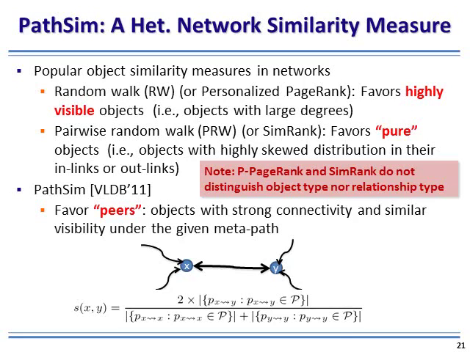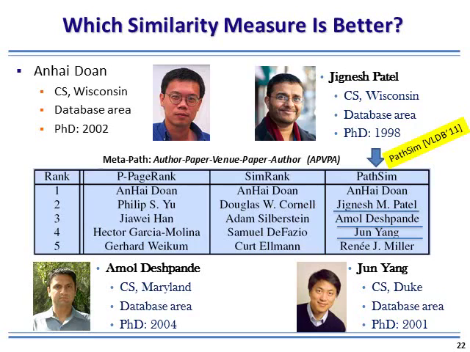Just to give you one example, we took AnHai Doan. Why did I take him? Just because he's much younger than me, and he's known but not very well known. He got his PhD in 2002. He was in my group at UIUC, but he was grabbed by Wisconsin. Now he's at Wisconsin Madison. Now we ask who is most similar to him.